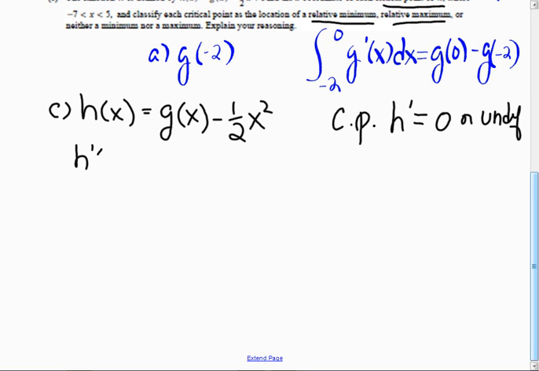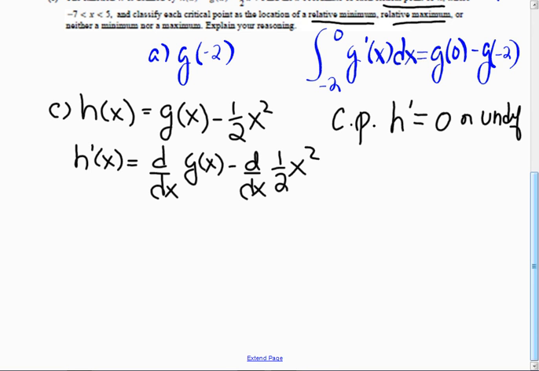Okay, so h prime of x is equal to the derivative with respect to x of g of x. Oh, this is easy. Minus the derivative with respect to x of 1/2 x squared. What's the derivative of g of x? G prime of x. That's just too easy, isn't it? What's the derivative of 1/2 x squared? X. Remember how hard that was in the beginning? And how easy it is now?